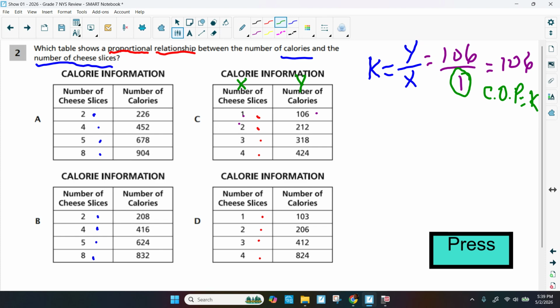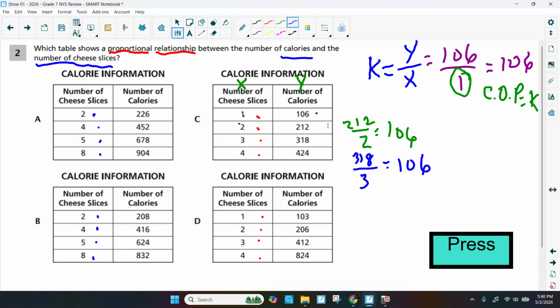So what that means is all the numbers have to be 106 when I do what I did with the first one. So 212, and I'm going to divide that by 2. That's 106. Then 318, and if I divide that by 3, that equals 106. I'm noticing something here.